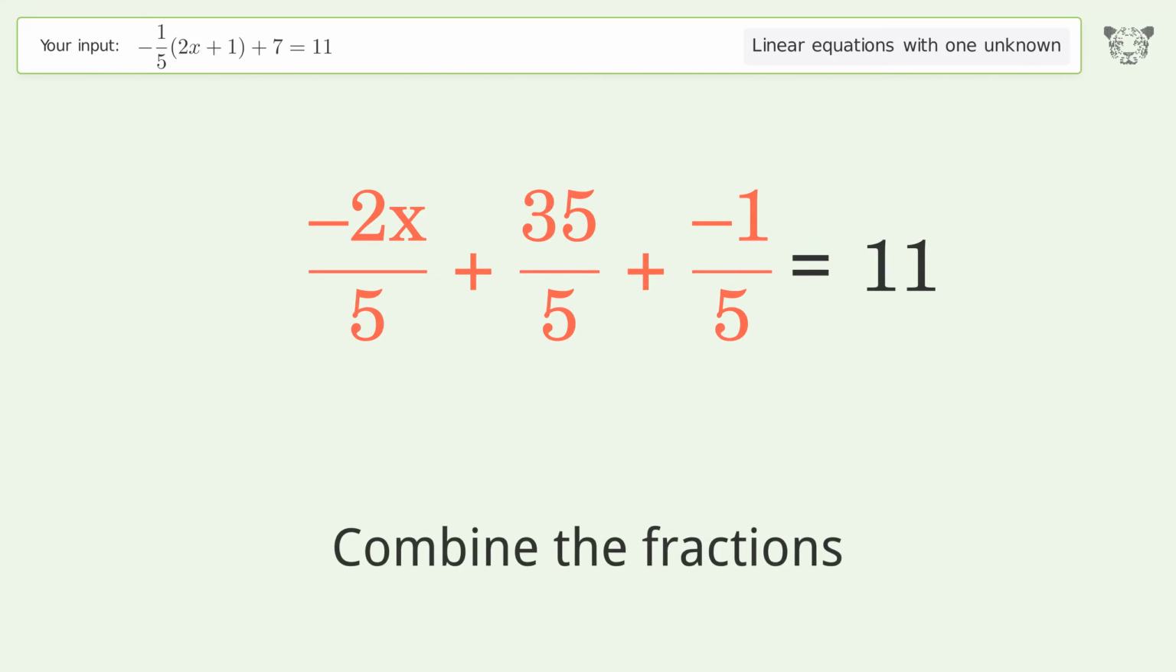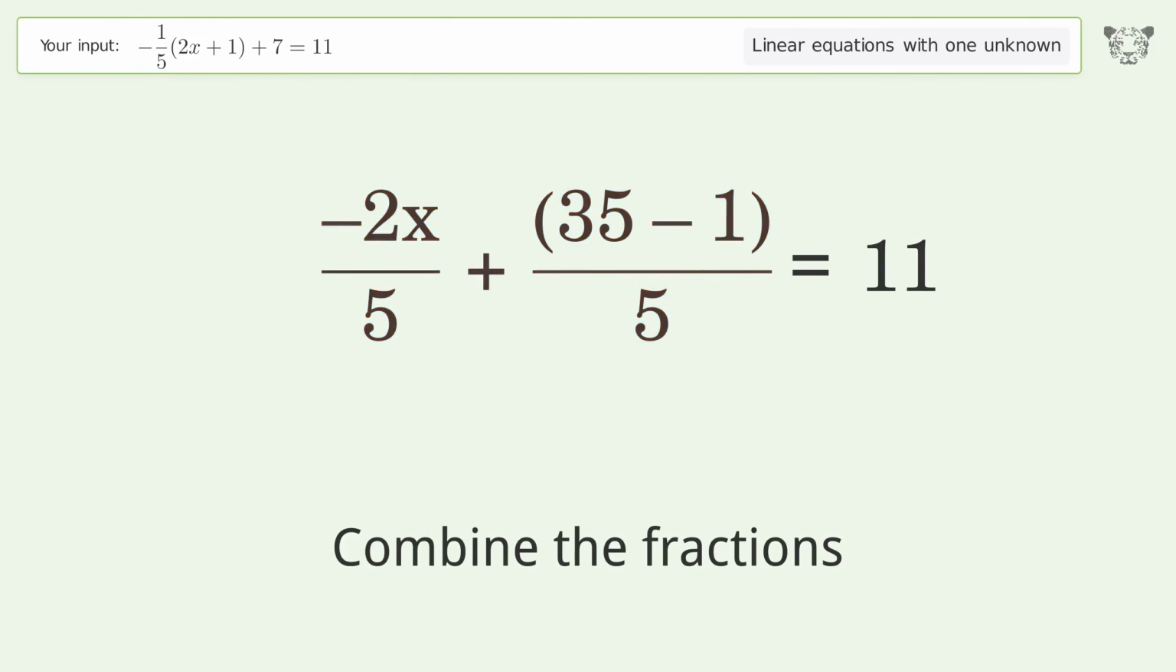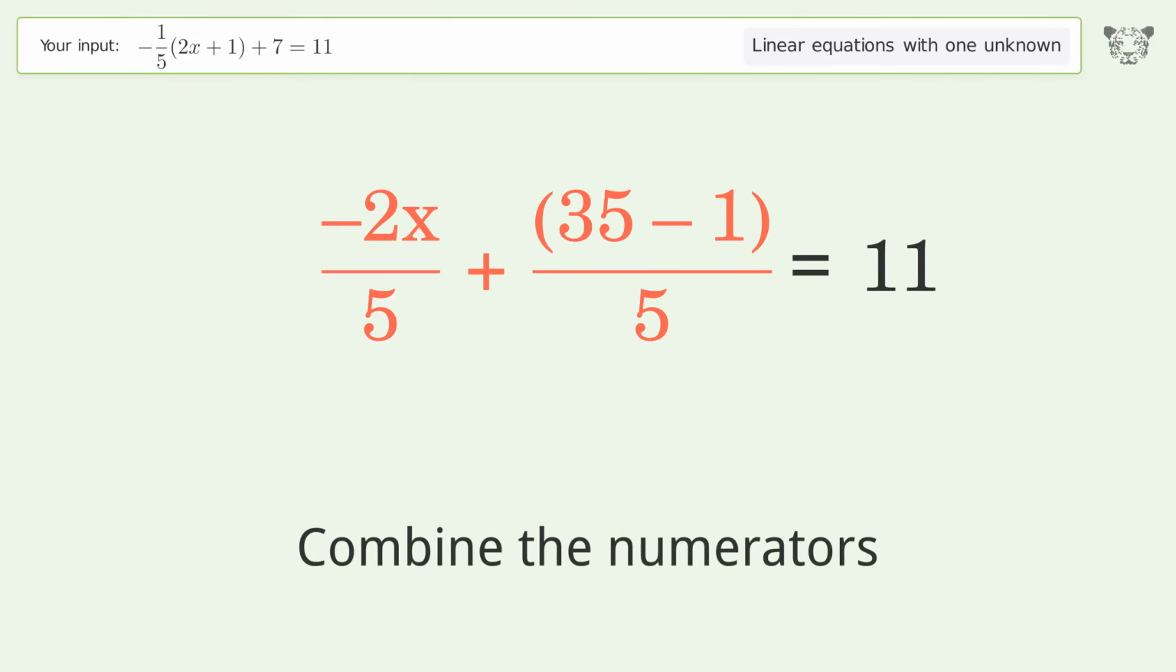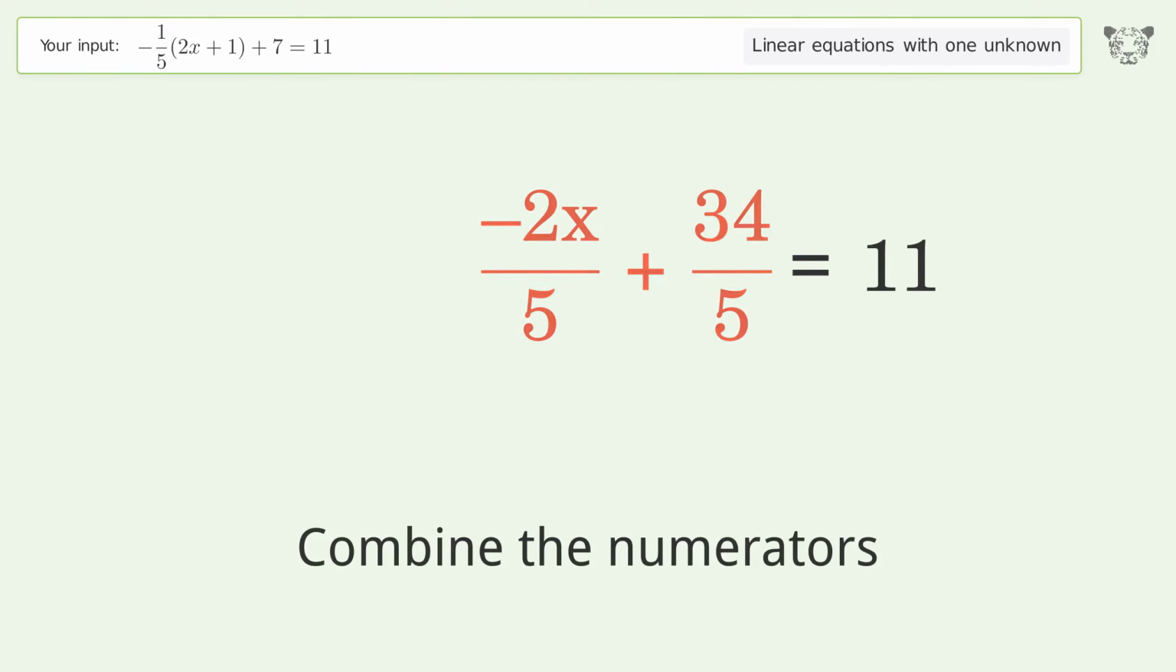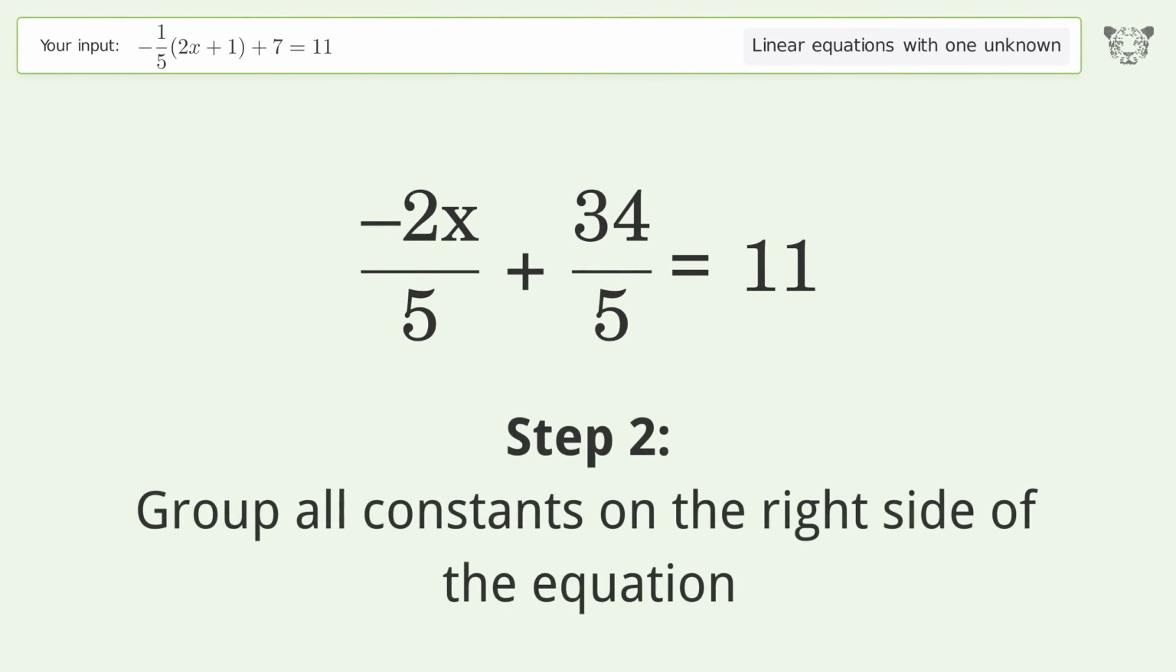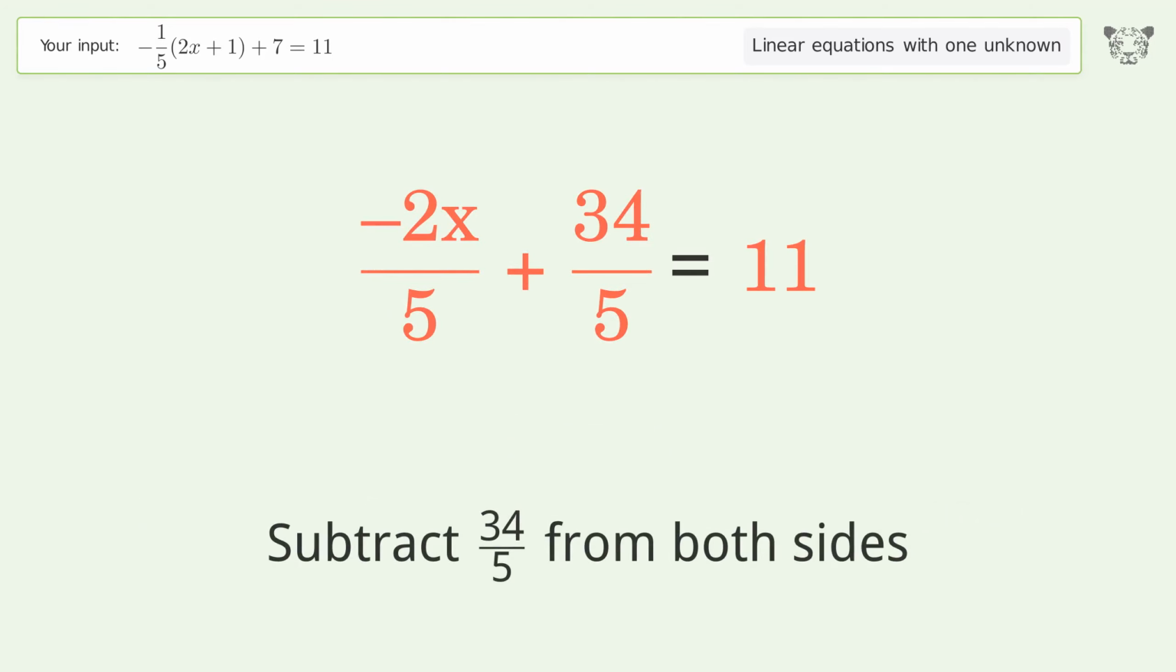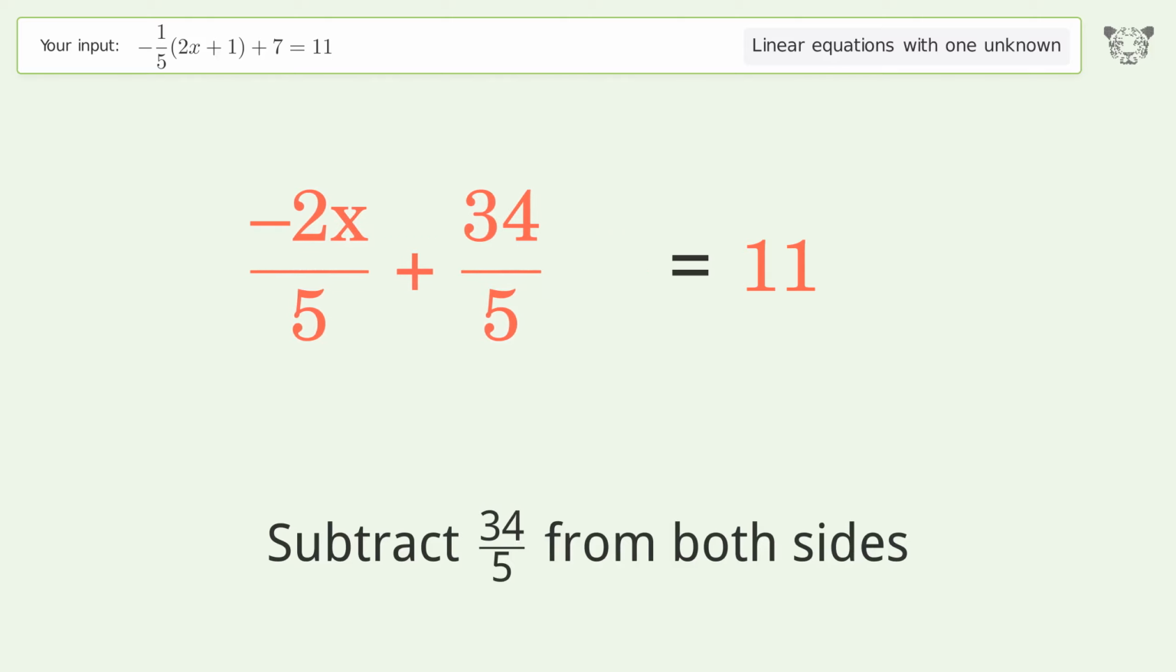Combine the fractions. Combine the numerators. Group all constants on the right side of the equation. Subtract 34/5 from both sides.